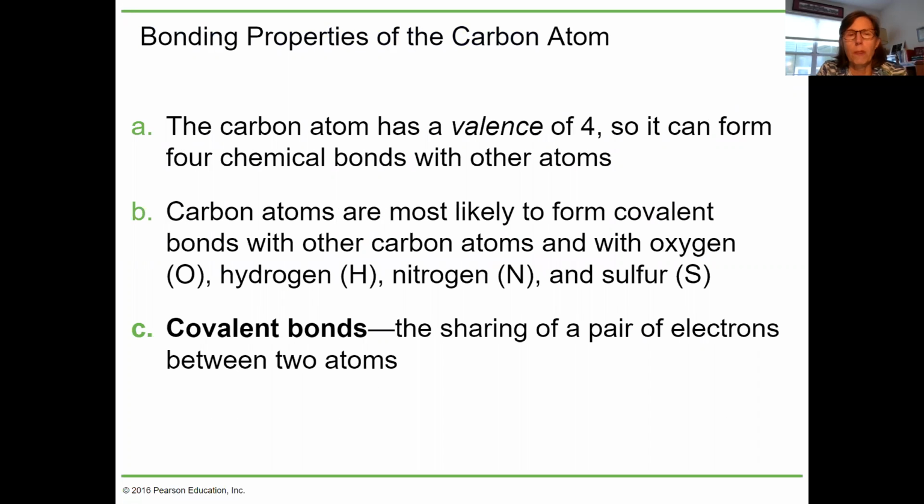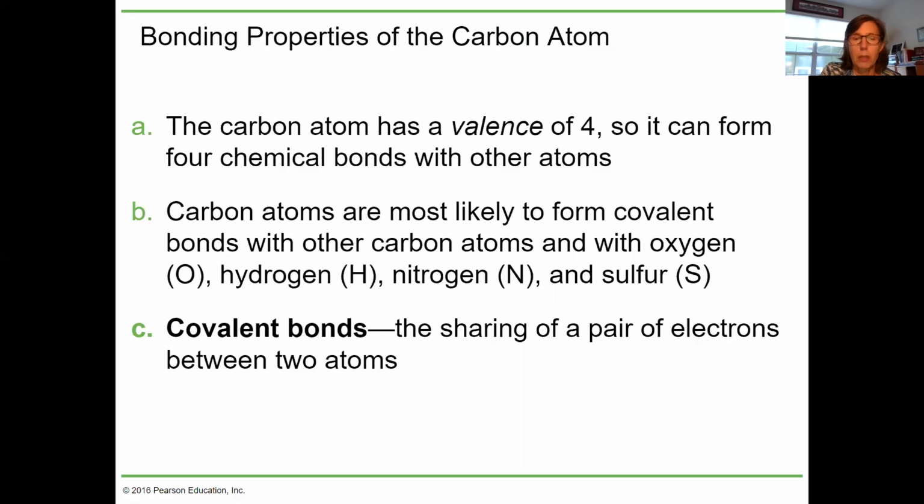One of the most important things about this chapter is it points out features of the carbon atom. So carbon plays a central role in all of life science and biology. It has this valence of 4, so it can form 4 chemical bonds with other atoms. And so it's a very flexible atom, and it's present in the biological macromolecules: nucleic acids, proteins, carbohydrates, and lipids.